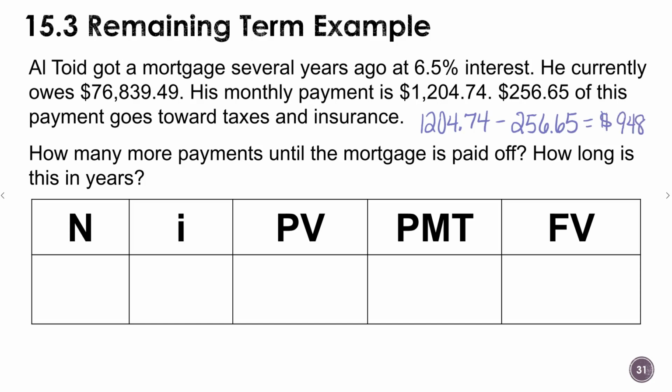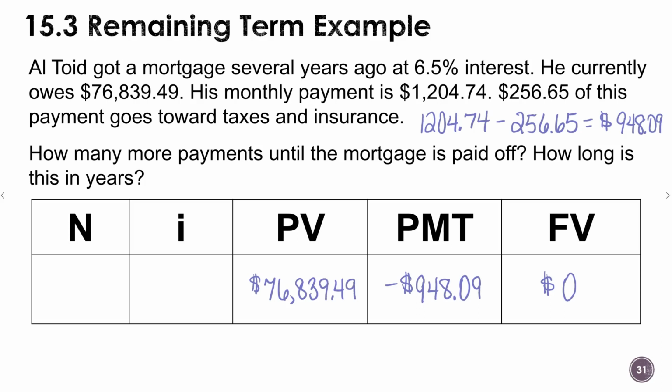So $948.09. Okay, so that is our payment amount. We need to know that in order to figure out how much time is remaining. We of course want to get to a zero, future value of 0. It said that our present value was $76,839.49. It is positive because that was a loan, remember?